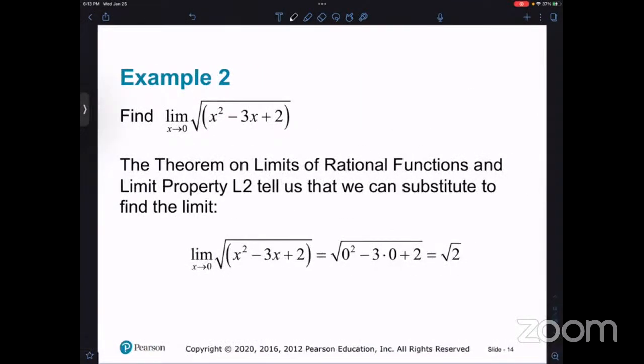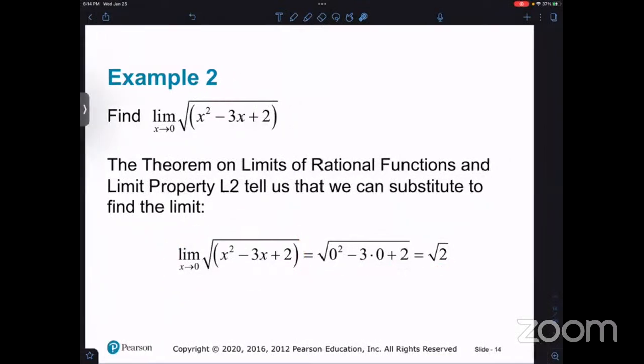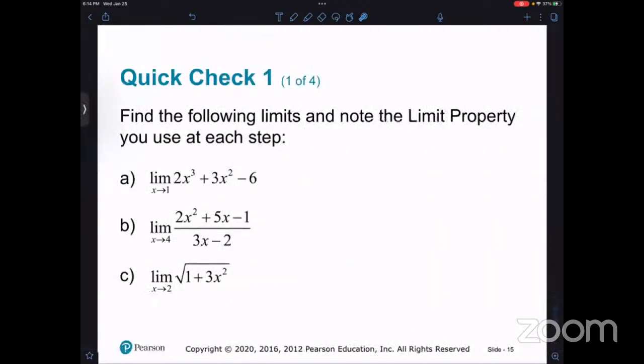Okay. So the theorem on limits of rational functions and limit property 2 tells us that we can substitute to find the limit. So the original limit, basically you substitute 0, and we got this result. We might come back and do this.